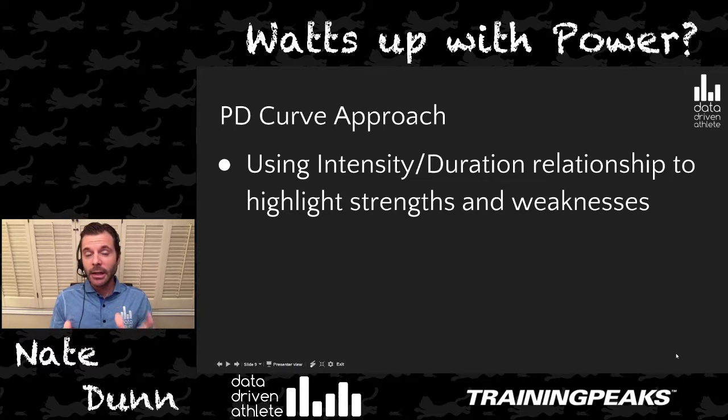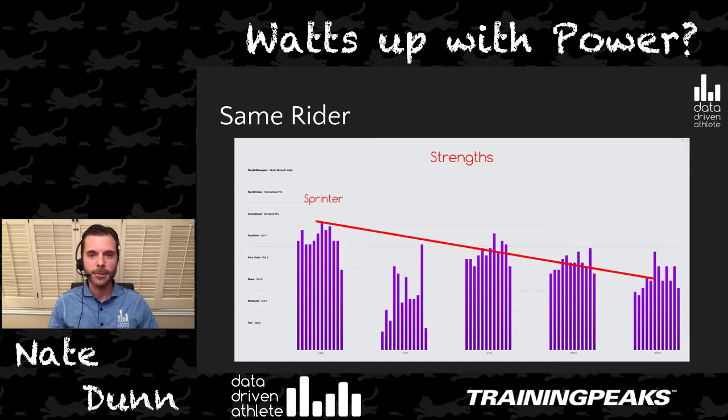So we're not going to spend, again, a lot of time on the WKO4 approach to accomplishing this same task. But what the WKO4 model is doing is using this relationship between intensity and duration to highlight your strengths and weaknesses. So same thing that the Training Peaks Power Profile chart is doing. It's just doing it in a little bit more of a granular way and a little bit different perspective. So if we could go to the next slide, please.